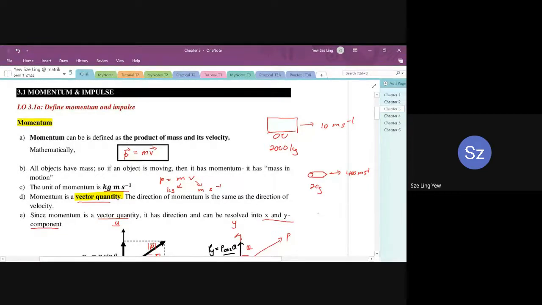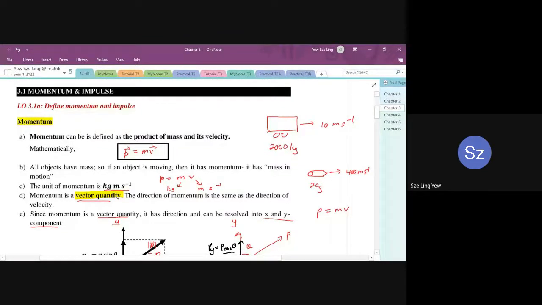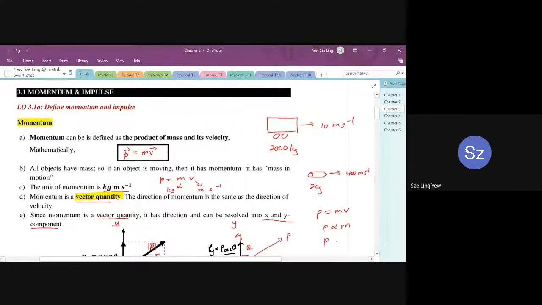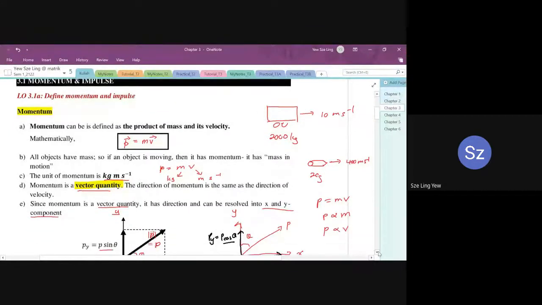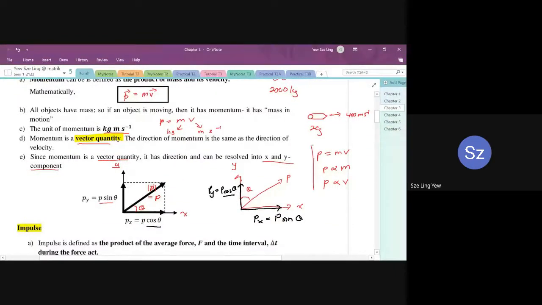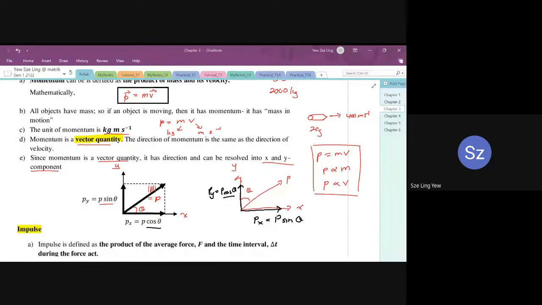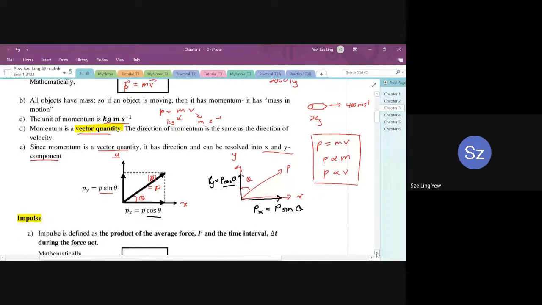All right. So p equals mv, so it is being affected by m. p is directly proportional to m, and it is directly proportional to v. Therefore, if something has a very great mass or is moving at a very high velocity, then it has a very great momentum. So if momentum is large, then it will be hard to stop. Okay, so that is momentum.